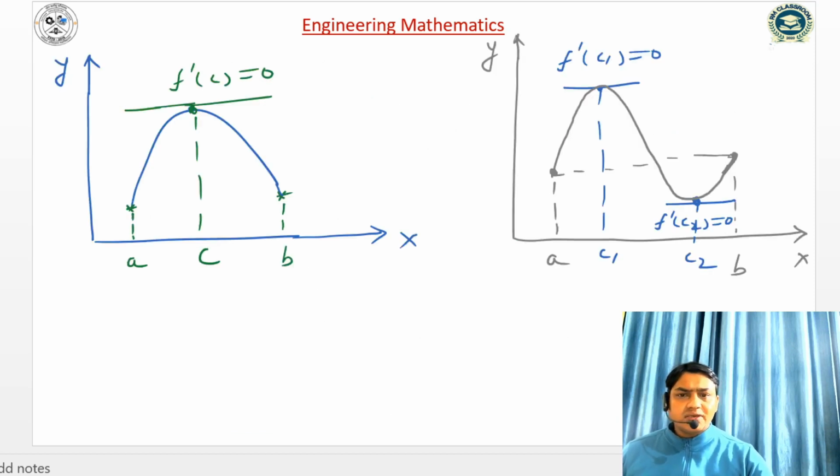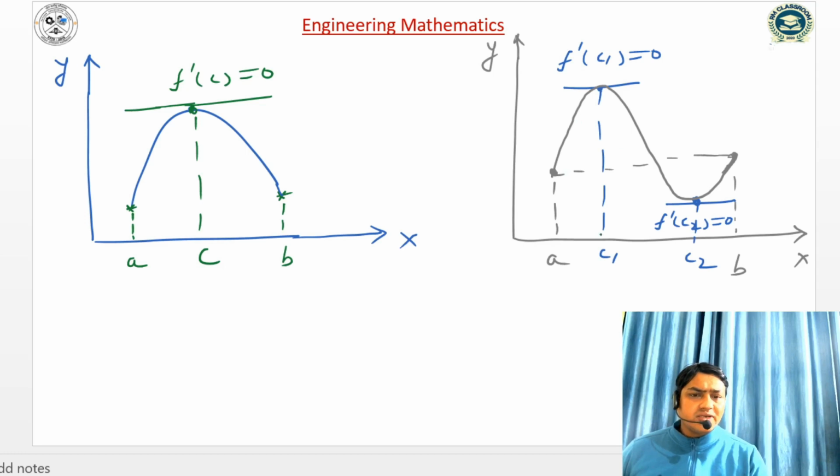Here we can see that this is the function. This is the function I have taken. Here we can see that the function is continuous in closed interval a to b, and the functional value at x equal to a is exactly equal to the value at x equal to b. So in between a and b there is at least one point. The point can be more than one, but at least one point where our f dash c is equal to 0.